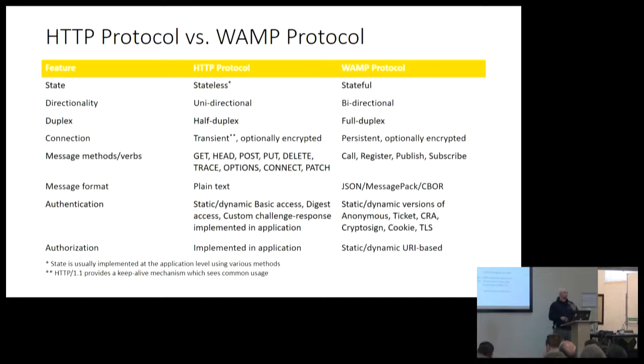The message format for HTTP is plain text, so it's very flexible. Anything that you can stick in plain text, you can send via HTTP. WAMP is a bit more restricted. It requires you to send messages using JSON, CBOR, or MessagePack, which are obviously both kind of variants on JSON. Authentication is available at the HTTP level. It's also built into the WAMP protocol. Authorization, on the other hand, is something which the WAMP protocol has built in, but HTTP as a protocol doesn't really care about. If you're implementing authorization in an HTTP application, you have to do it at your application level, whereas it's actually defined as part of the protocol for WAMP, which makes for some interesting design choices, as you'll see later on in the talk.